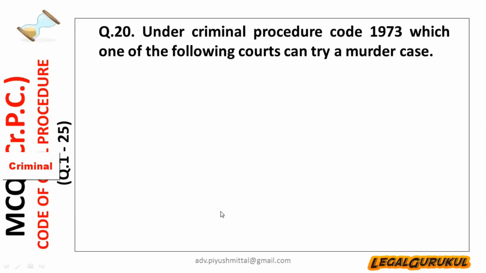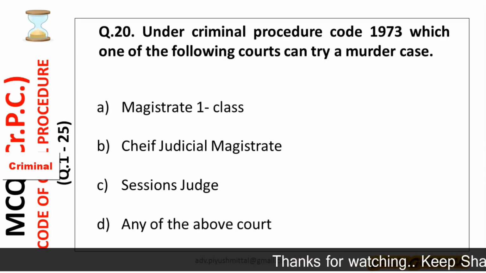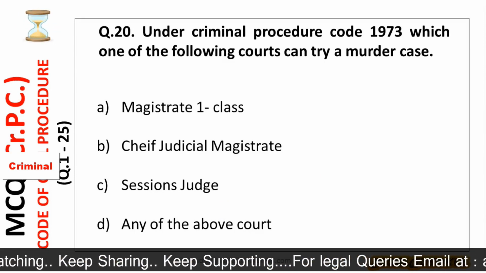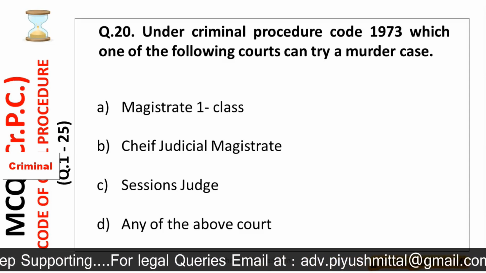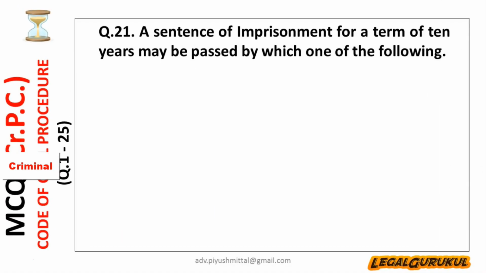Question number 20. Under Criminal Procedure Code 1973, which one of the following courts can try a murder case? Option A. Magistrate first class. B. Chief Judicial Magistrate. C. Session Judge. D. Any of the above court. And the correct answer is C. Session Judge.